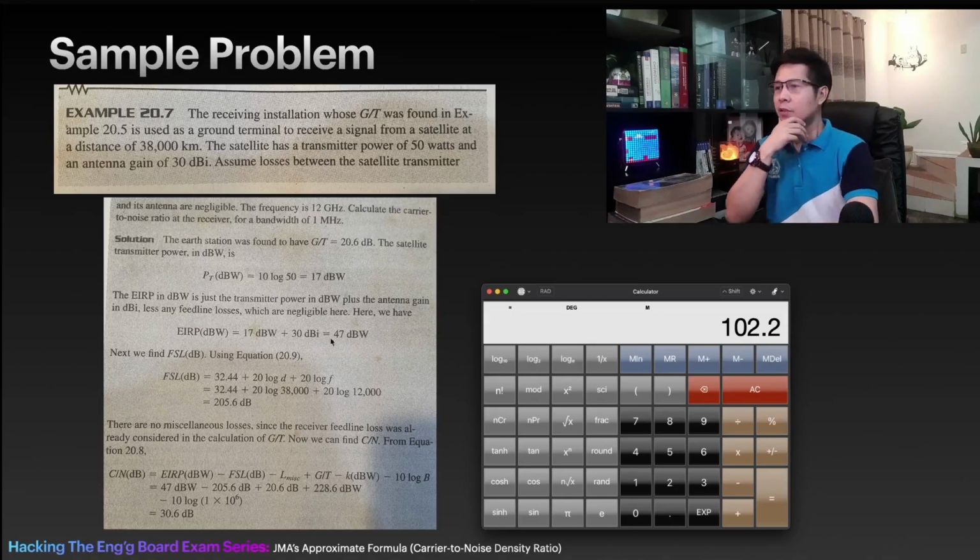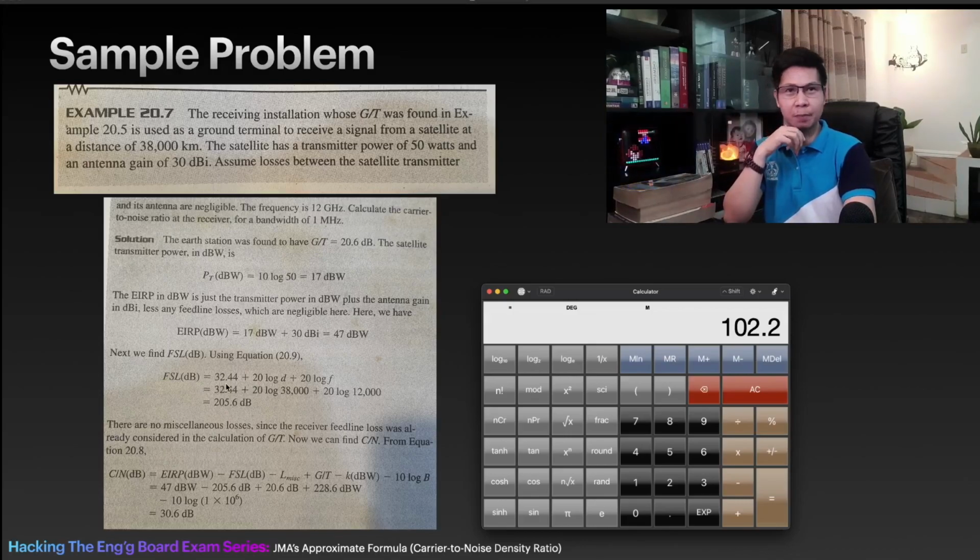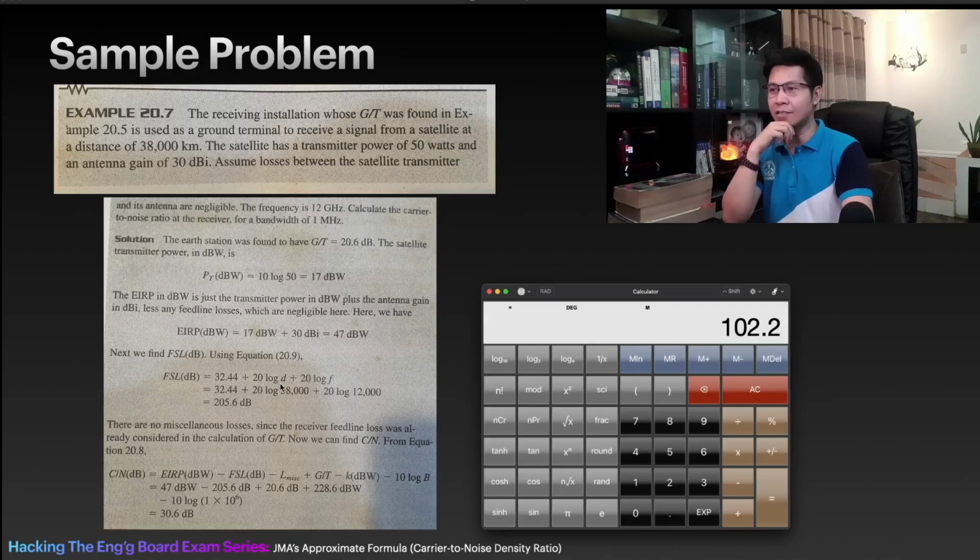Now, yung next is, papakompute dito yung free-space loss, kasi that's part of the formula. So, yung free-space loss, ang ginamit niya equation is 32.4. Yung ginamit natin kanina is 92.4. So, ang ginamit niya is 32.4 plus 20 log ng distance. So, ang value for distance niya dito is 38,000. Pag ang ginamit mong constant is 92.4, just use 38 instead of 38,000.